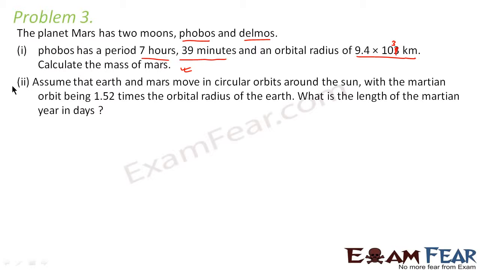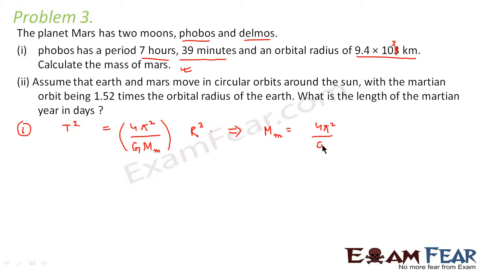So in this question, let us first look at the first part, where we have to calculate the mass of Mars. Now from Kepler's third law, we know that T square is equal to 4 pi square divided by G into capital M. Since we are dealing with Mars, we use the subscript M, that is mass of Mars, into R cube. So from this, we can say mass is equal to 4 pi square by G into R cube divided by T square.